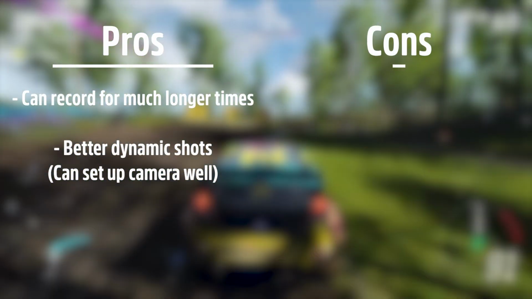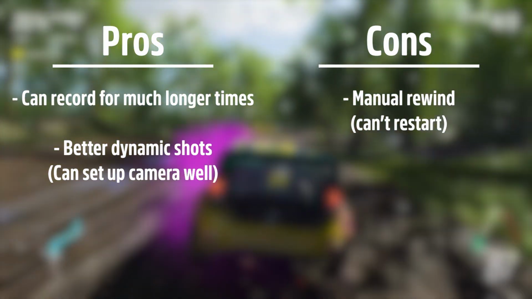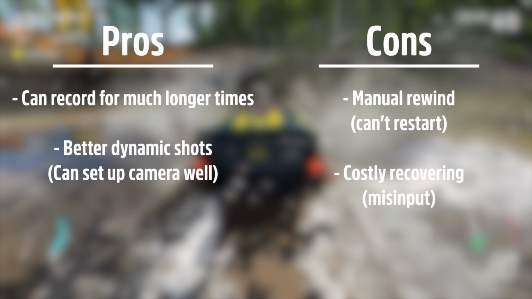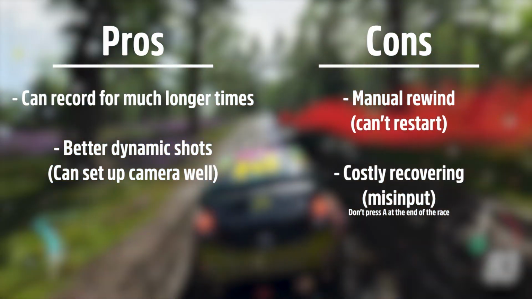Some pros of this system is you can record for much longer than rewind, and because of this, you can create some better dynamic shots. The cons to this system though is that you have to manually rewind. You can't use restart because that'll just send you back to the start of the race. And it's very costly if you miss input. Do not press A at the end of the race.